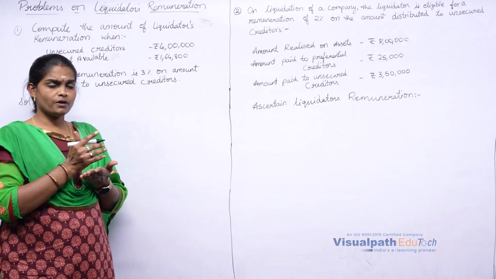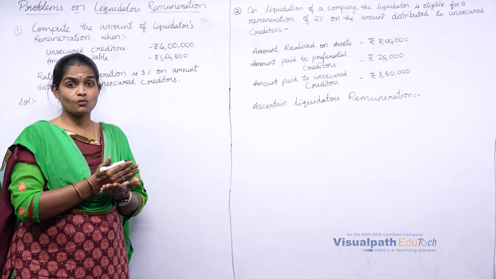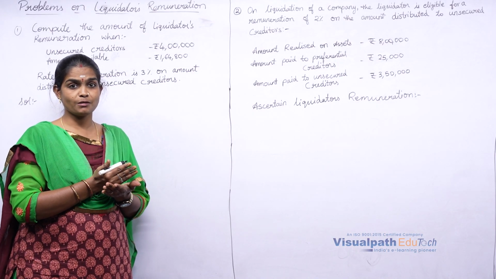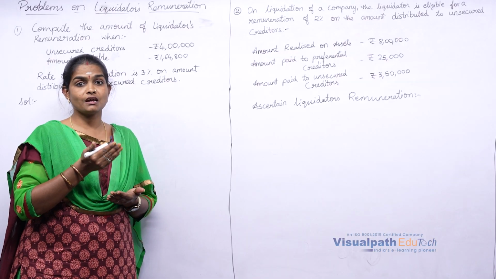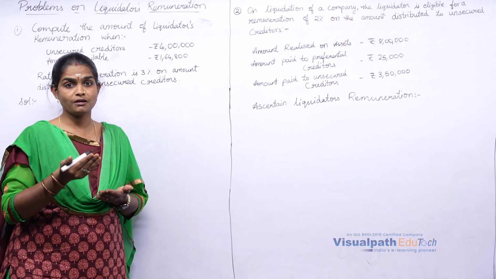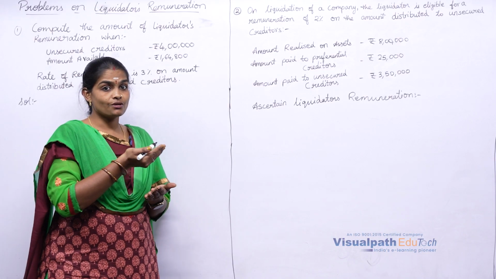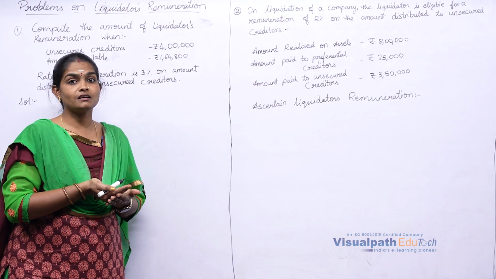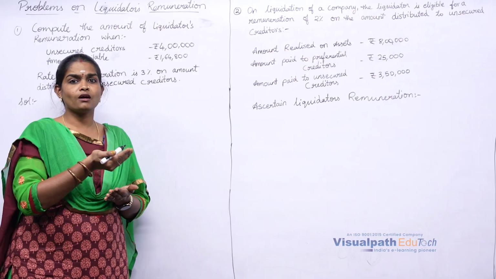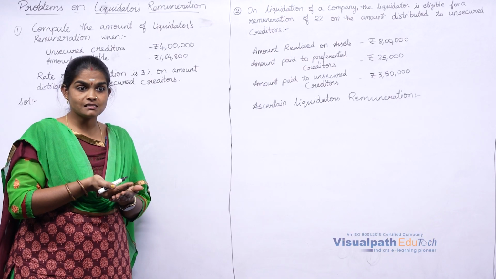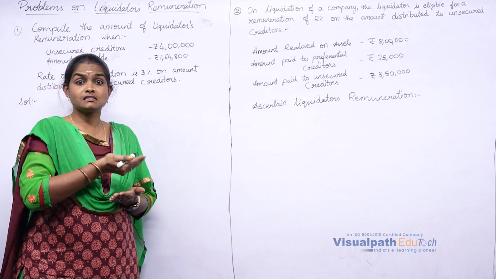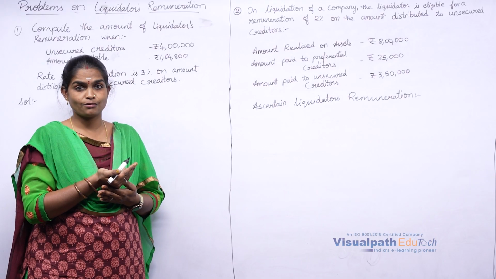Whenever assets are sold and the amount is realized, from that the liquidator's remuneration and liquidator's expenses will be paid first. Later only other creditors will be paid. So first you have to check whether the company is solvent enough to pay all the debts or not. Is the amount sufficient? Is there any deficiency? That you have to identify.